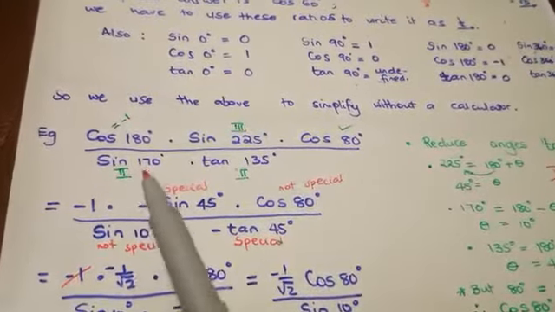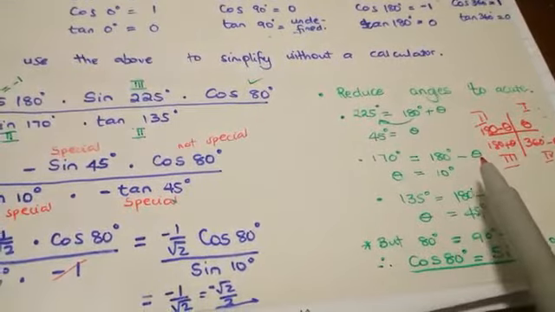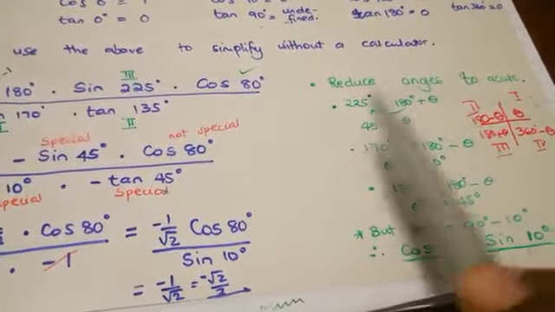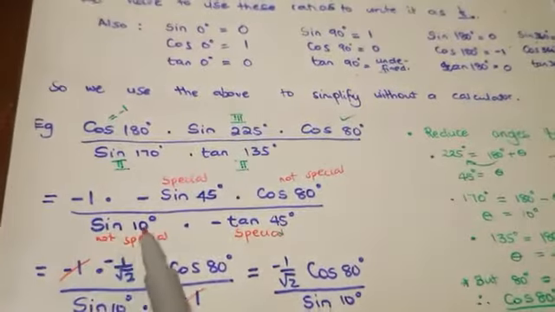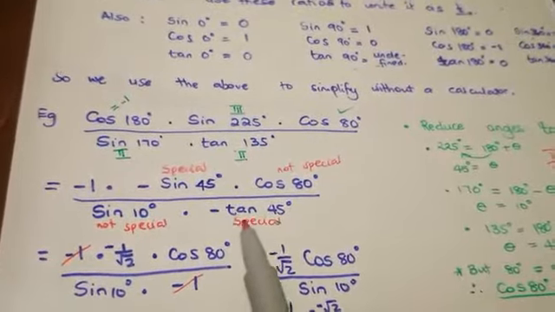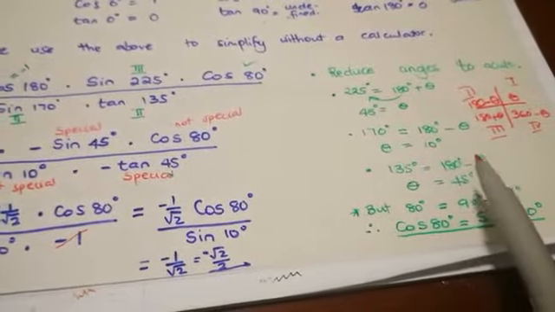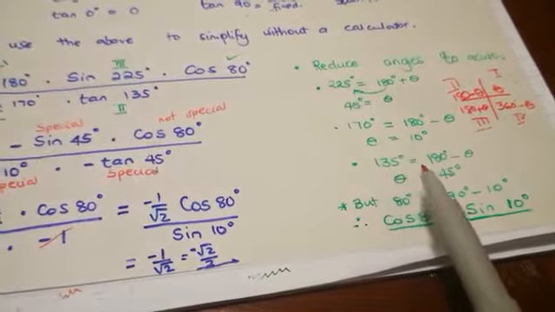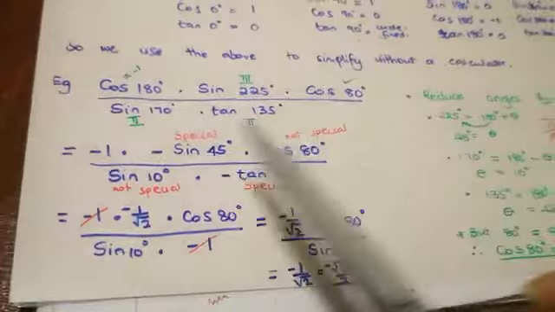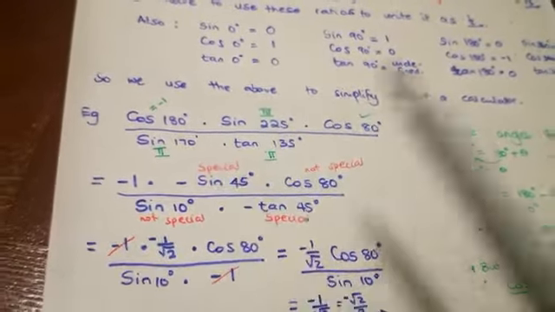Okay, and then 170 is in the second quadrant. Second quadrant is 180 minus theta. Again, you solve for theta. So theta comes this side, 170 on the other side. Theta becomes 10. Then you've got sine 10 degrees. Okay, and then you have tan 45. Again, 135 is in the second quadrant. So you solve for theta from 135 equals 180 minus theta. It will give you 45. Okay, so since this is a special angle, we can find the fraction without the calculator.